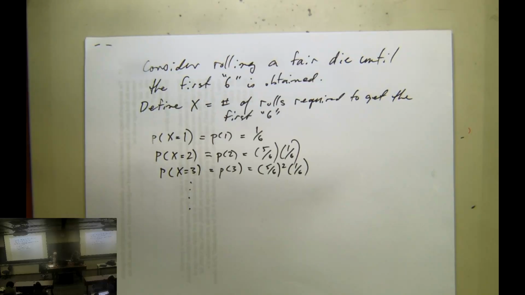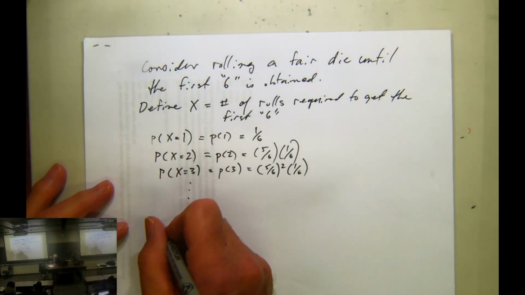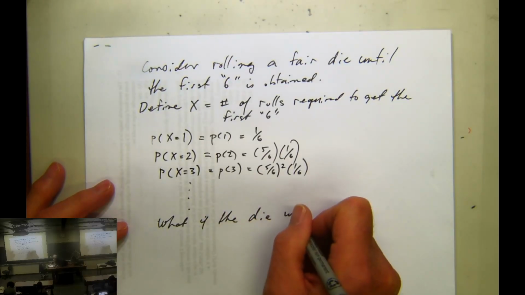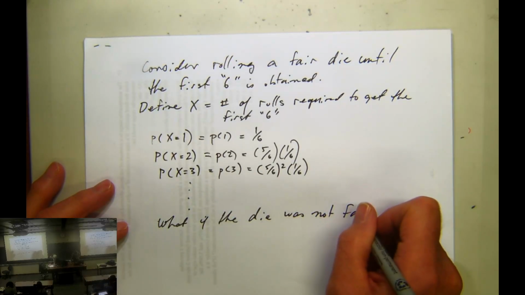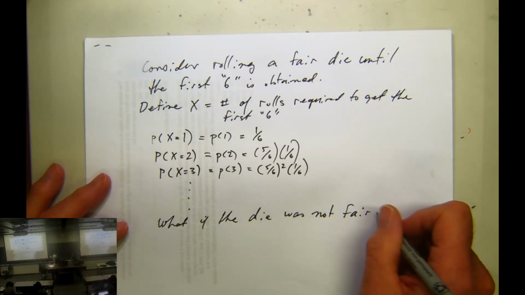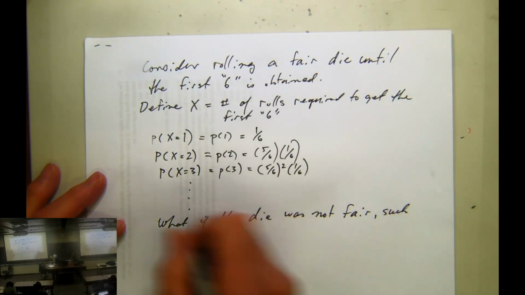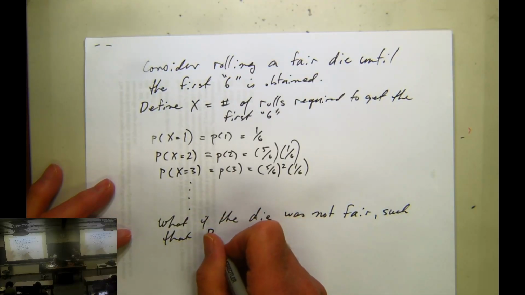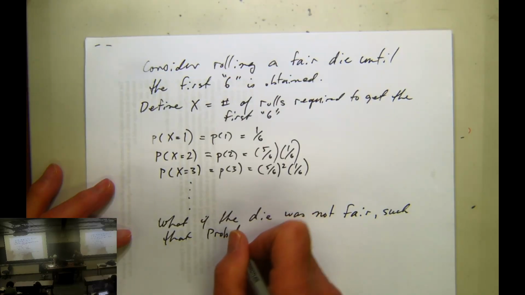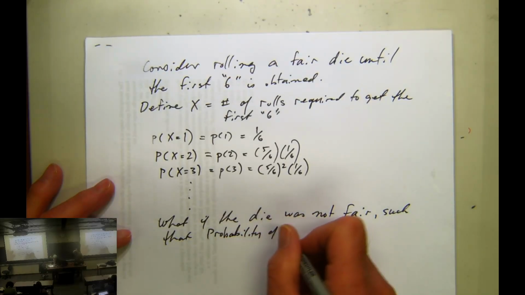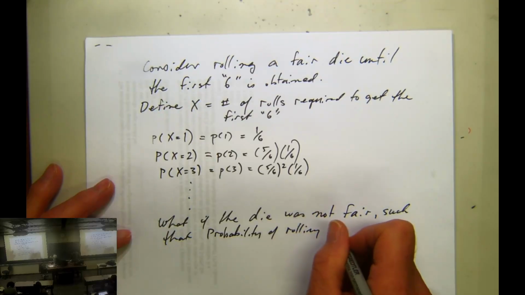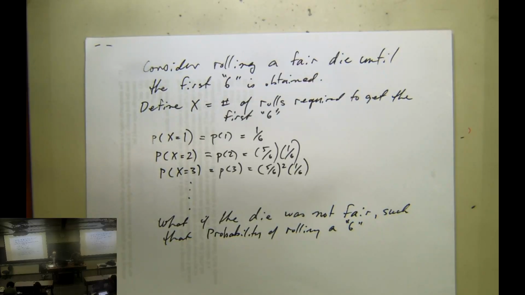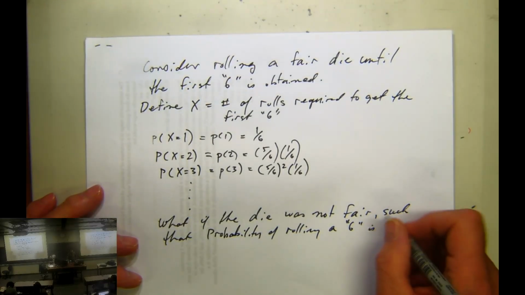Now, we could also consider, what if the die was not fair, such that the probability of rolling a 6 is not necessarily 1/6. So we'll just call it a general p.